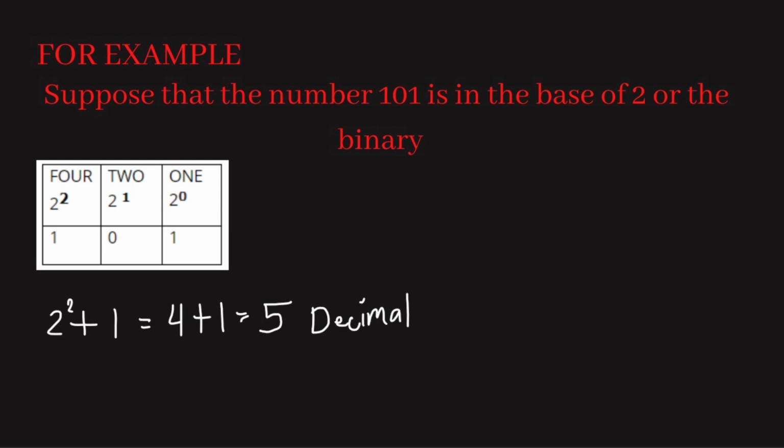So it becomes 1, since there is nothing else to multiply, times 1 is just 1. Then 2 to the power of 2 equals 4, because 2 times 2 equals 4, and then plus 1 equals 5. So our decimal is 5.